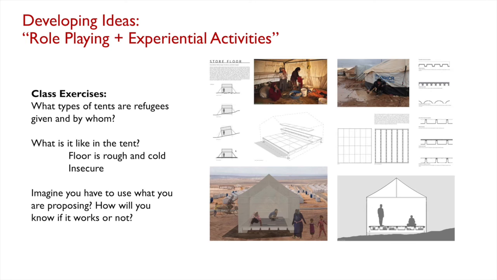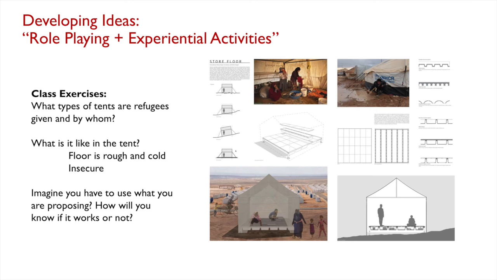This particular group of students was interested in disaster relief tents and how they could make improvements to the tents. And so we asked general research questions. Of course, the first phase is about what type of tents are given, and to whom and by whom. Then at the ideation phase, we asked them to consider what it's like in the tent. And they found out by doing role-playing and experiential activities that the floor is rough and cold and insecure. So their design idea came directly from that experiential activity. And they proposed that there be an elevated floor within these tents.